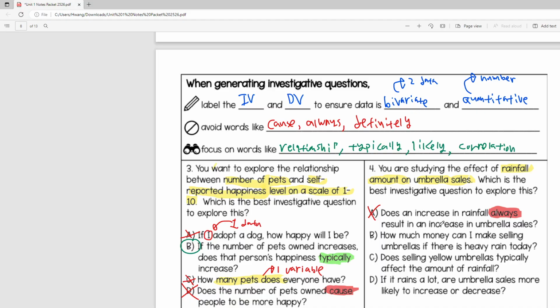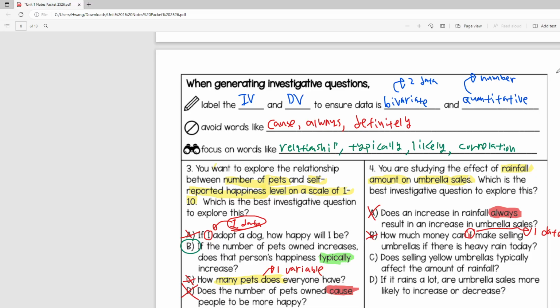How much money can I make selling umbrellas if there is heavy rain today? This is a bad question because, guys, look at it. I have to use this one. I. And what does this I mean? There's only one data, and as I did on the previous question, one data is not enough. So this is a bad example.